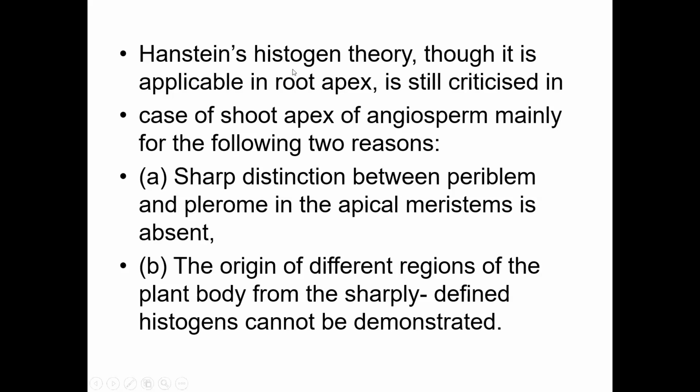Hanstein's histogen theory, though applicable in the root apex, is still criticized in the case of the shoot apex of angiosperms. So it is applicable mainly for the two regions. But here, a sharp distinction between the periblem and plerome in the apical meristem is absent, and the origin of different regions of the plant body from sharply defined histogens cannot be demonstrated. Due to this, it is not applicable in the case of the shoot apex.